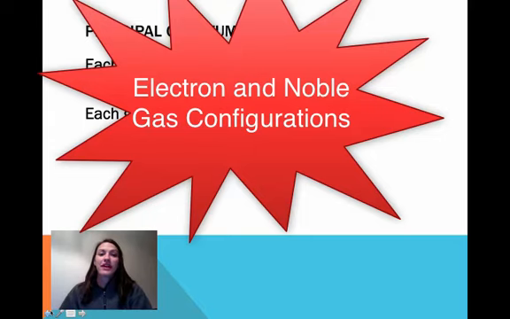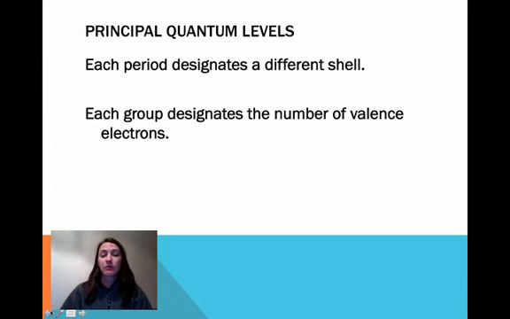Okay, so today we're going to be talking about electron configurations and then noble gas configurations. All right, so things that we need to know before we go into that are some information about the periodic table and about the structure of the atom. So we're going to use the Bohr model here. Again, it's not the most updated model, but it's just the model that we're using so we can understand it.